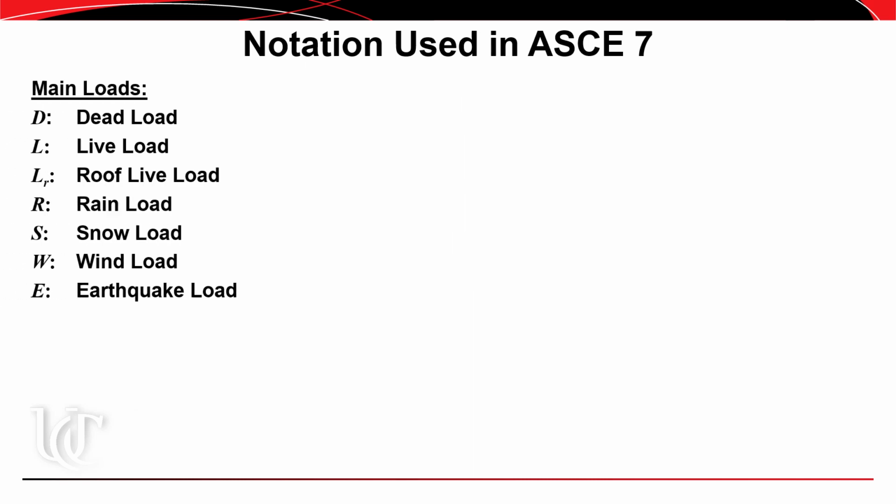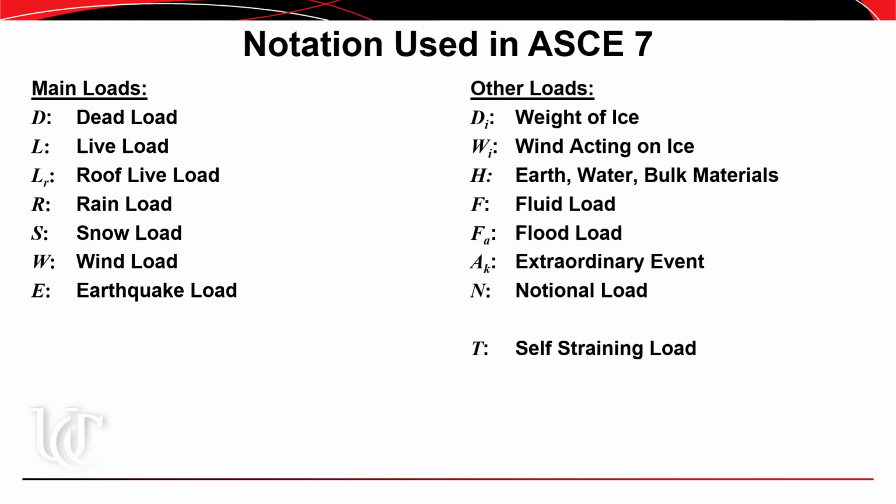Now for some notation that's used in the ASCE 7 standard. The primary loads that we consider are these that are given here: dead load, the live load, the live load on the roof, rain load, snow load, wind, and earthquake. There are a lot of other loads as well, and they're not any less important. It's just that when we work through examples and problems in this class, we probably won't consider them to the same extent that we do the others.